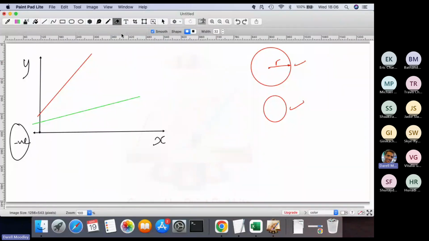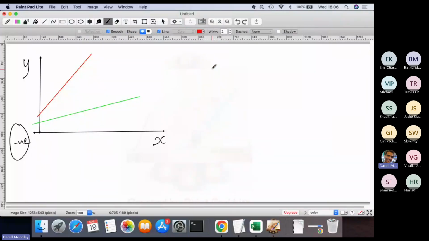However, for a line, there are two measures that you need. There are two characteristics of a line that make it unique. One is the slope. I'm going to change the color for my writing. What do I mean by slope? Slope is how steep the line is. So this line has a higher slope versus this line, because this one is a lot steeper. You can see this line has a much steeper slope than the green line. So you need the slope.